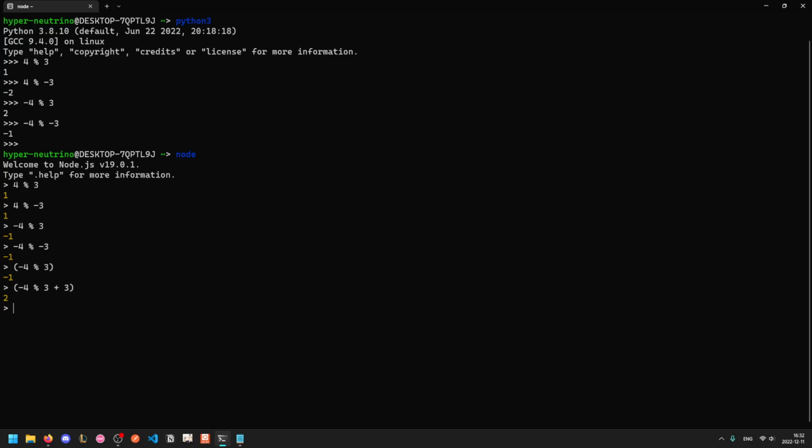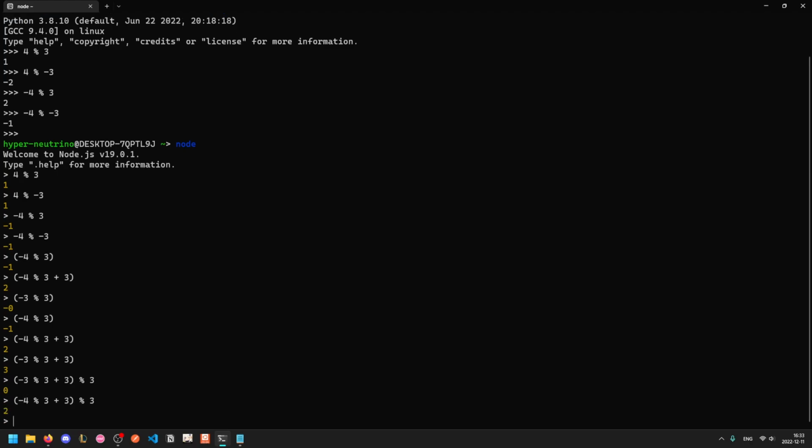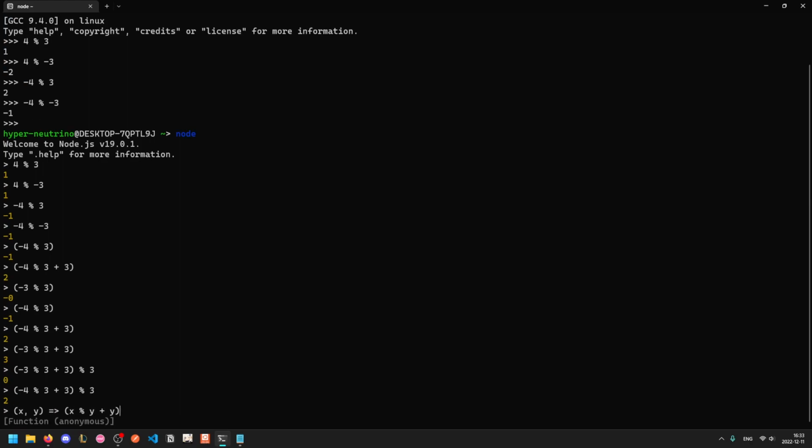So since this part could range from anywhere from negative 2 up to 0, that would give us 0. If we add 3, previously it was negative 2 up to 0, and now it goes from 1 up to 3. So this isn't quite right, because we might get 3 in this case, which isn't really valid, so then we have to do modulo 3 again. And so that's how we would get Python-like. We do x, y, and we return x mod y plus y mod y.